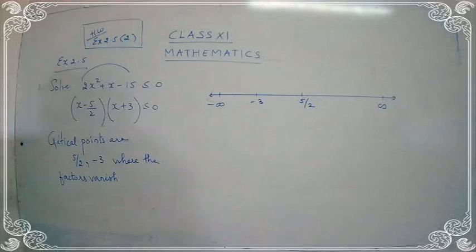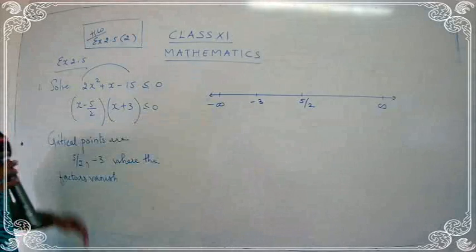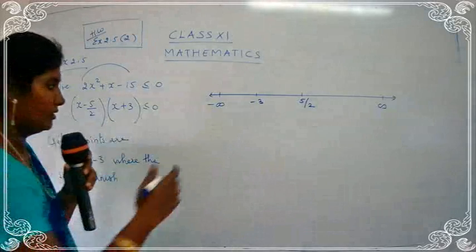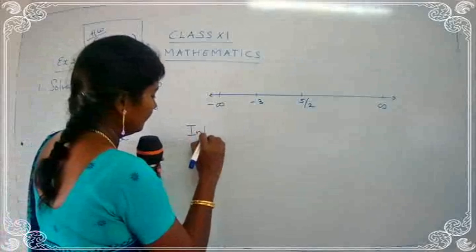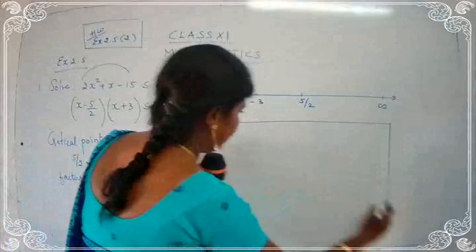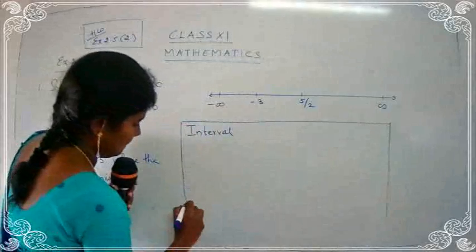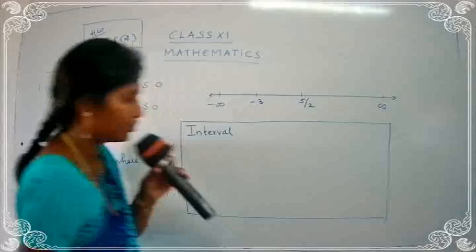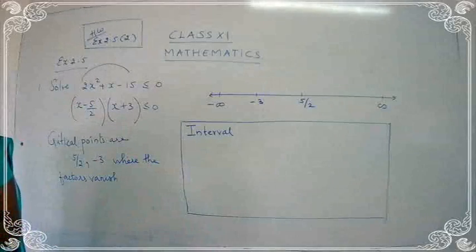Now, we will come to the number line later on. You have to draw one more table over here. Just draw the table neatly, children. Interval. You have to use your scale and your pencil.